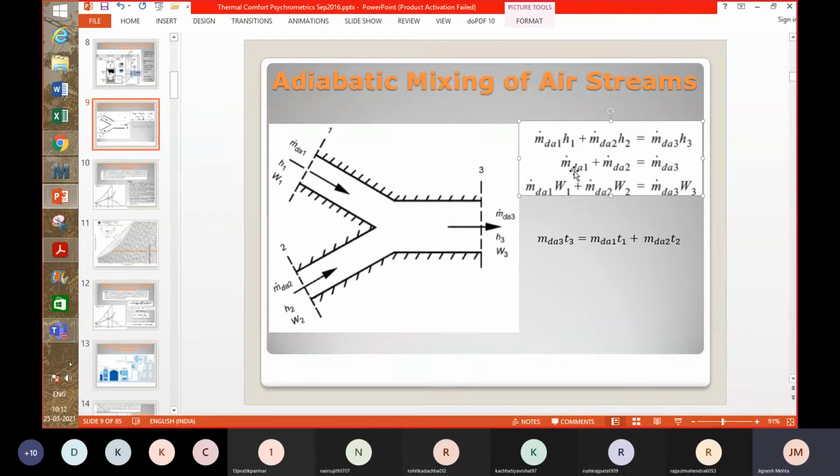So this middle equation is nothing but the mass balance of dry air. m dot dA1 plus m dot dA2 is equal to m dot dA3, right? That's nothing but the mass balance. This stream plus this stream, and there is no loss of mass here. So this is m dot dA3. And then another equation here is m dot dA1 W1 plus m dot dA2 W2 is equal to m dot dA3 W3. So this is the moisture balance.